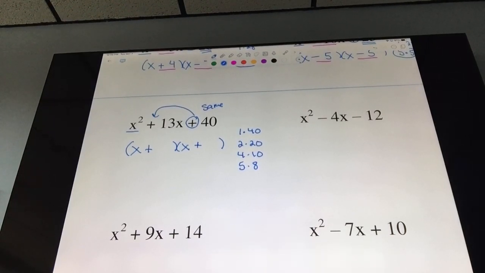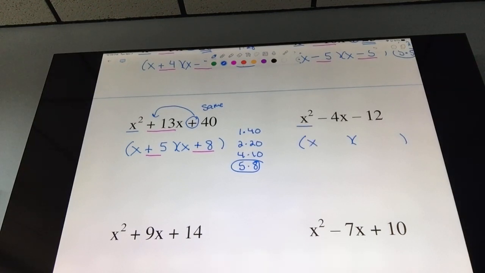So the pair that gives me 13 in the middle. 5 and 8. So positive 5 and positive 8 combined to give me positive 13, okay? So again, I want to emphasize a couple things. You don't have to list all those pairs of numbers, but if it's helpful for you to list them, then do it. If you know your multiples pretty well, you may not have to do that. But don't feel like you shouldn't if you need to.